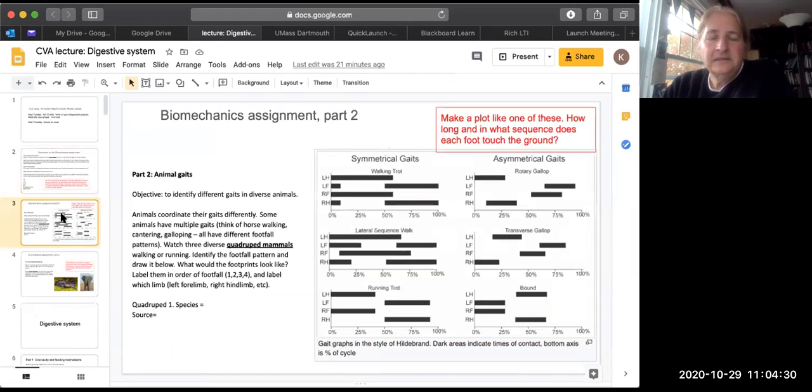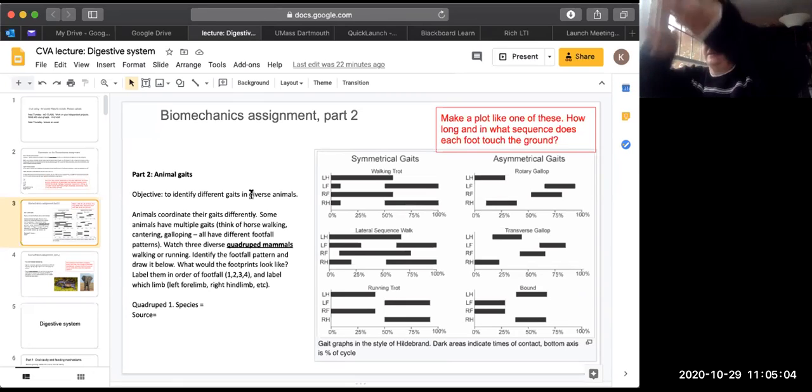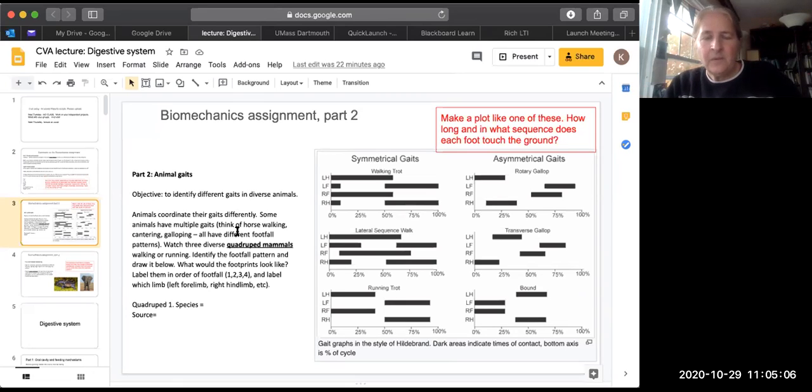The second part is animal gaits. I gave you this here on this slide. So this is what your assignment says. You want to identify different gaits in diverse animals. A gait is sort of how their feet fall in sequence. So, what sequence do the feet fall in quadrupedal animals? If it's a rabbit, for example, it's like both forefeet and then the hind feet come around and hit in front of it. So there are different ways that you can do it.